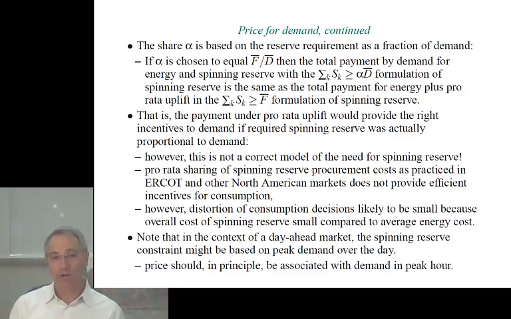Unfortunately, this is not a correct model of the need for spinning reserve. So that means that pro rata sharing of spinning reserve procurement costs, as practiced in ERCOT and other North American markets, doesn't actually provide efficient incentives for consumption. Having said that, distortion of consumption decisions are likely to be small because the overall cost of spinning reserve is small compared to the average energy cost.